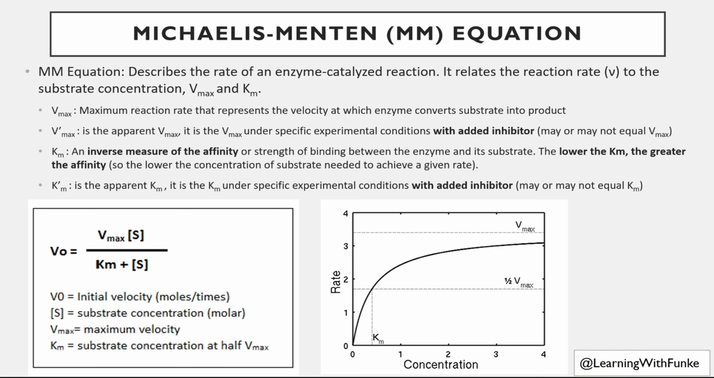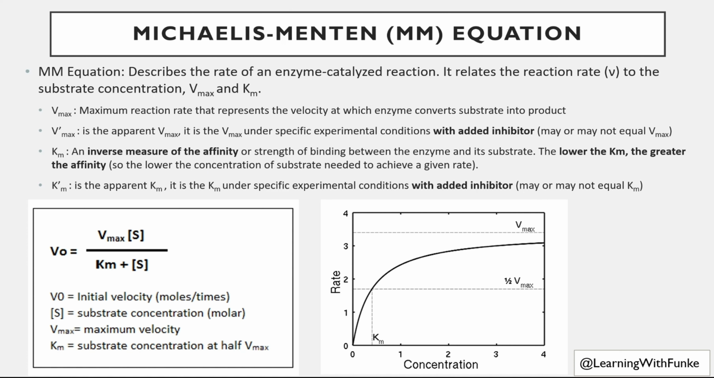So same thing, let's go to Km. Km is typically used to represent an inverse measure of affinity. So what that means is if you have high affinity, you would expect low Km values. And if you have low affinity, subsequently you would expect high Km values. So it's kind of like that inverse proportionality going on. And so Km is used to represent the strength of binding between the enzyme and the substrate. So like I said before, the lower the Km, the greater the affinity, and so the lower the concentration of substrate that is needed to achieve that given rate.